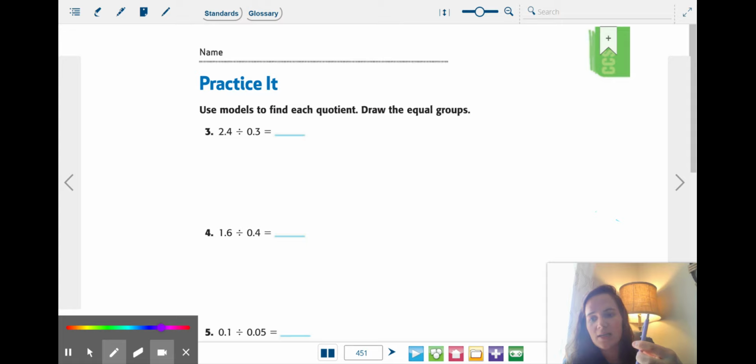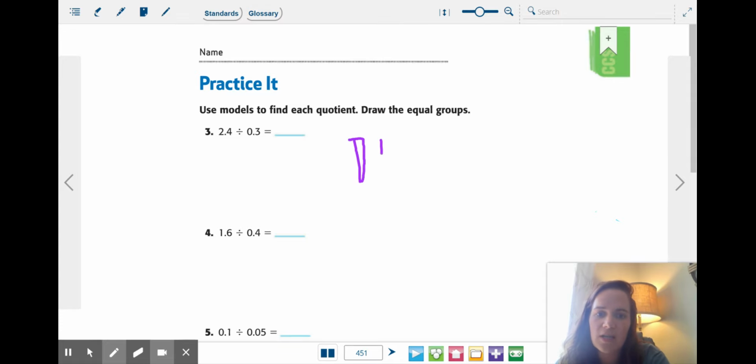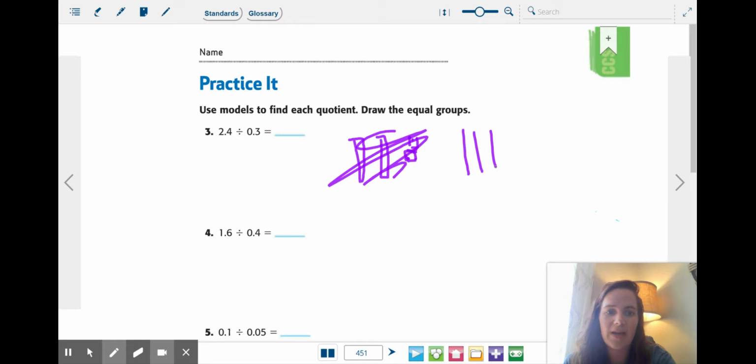So before you go on and start working independently, I just want to remind you that as you're modeling this, it takes way too long to draw each tenth as a rectangle and to draw each hundredth as a square, even though my squares are not looking good. It takes way too long to do that, okay? So if you're going to draw tenths, let's just draw them as lines. If you're going to draw hundredths, either draw them as dots or X's or even circles. It just needs to be something that's quick as you're working on this, okay?